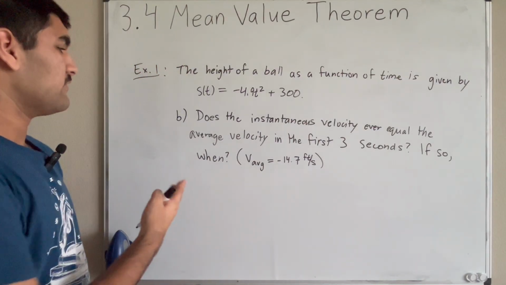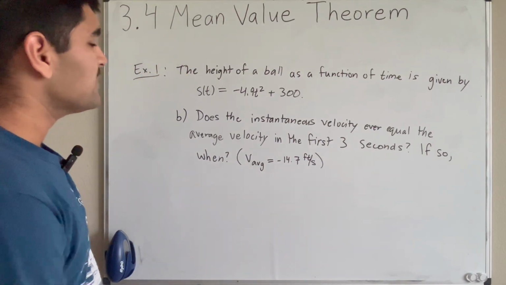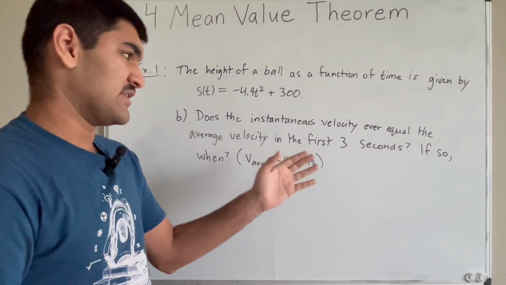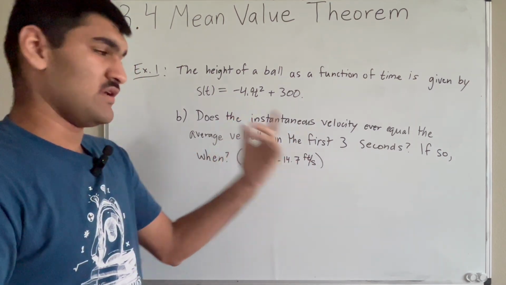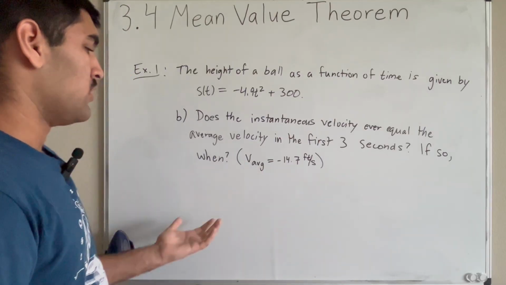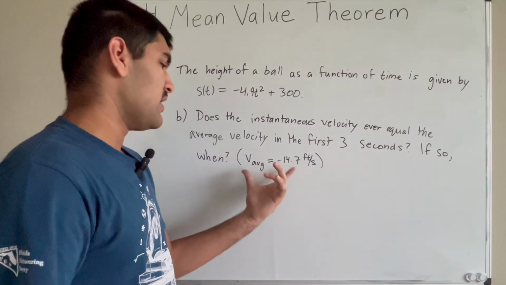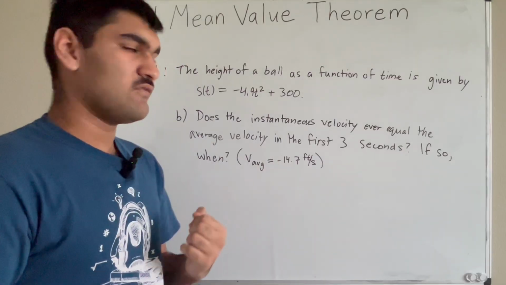All right, so this is part B. Part B is asking us if the instantaneous velocity during the first 3 seconds ever equals the average velocity in the first 3 seconds, and if so, when. So in the previous part A, we calculated that the average velocity is equal to negative 14.7 feet per second.